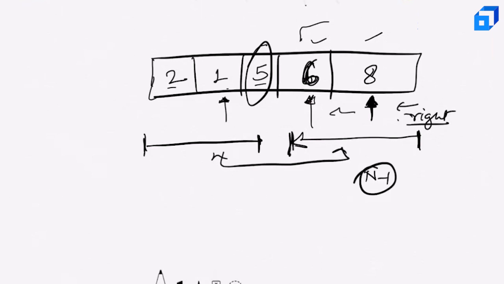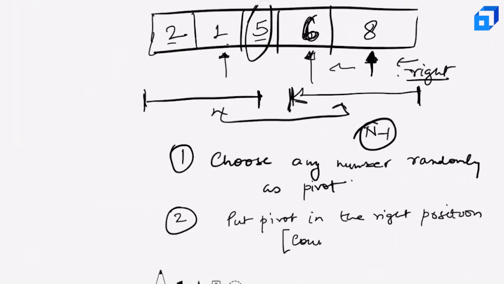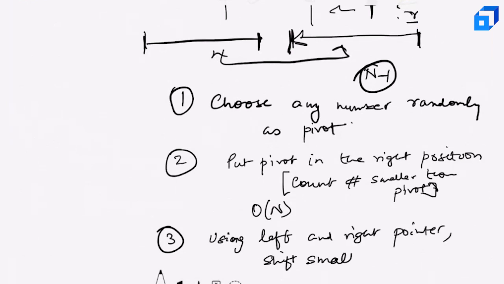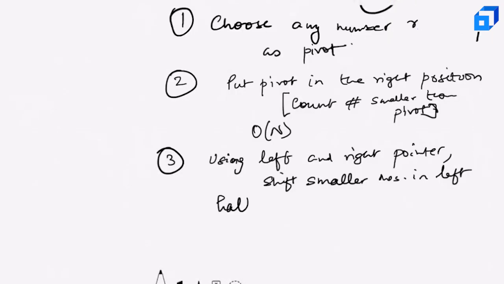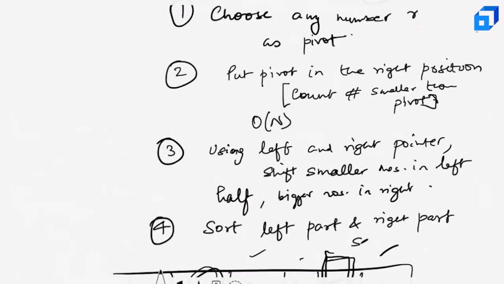So if I have to write the steps of quicksort, one is choose any number randomly as the pivot. Then, once you have chosen a pivot, put the pivot in the right position. For calculating the right position, you'll have to count numbers smaller than the pivot. So this is one order n iteration. The third thing that you do is, using left and right pointers, shift smaller numbers to the left half and bigger numbers to the right. The fourth step is to sort the left part and right part separately.